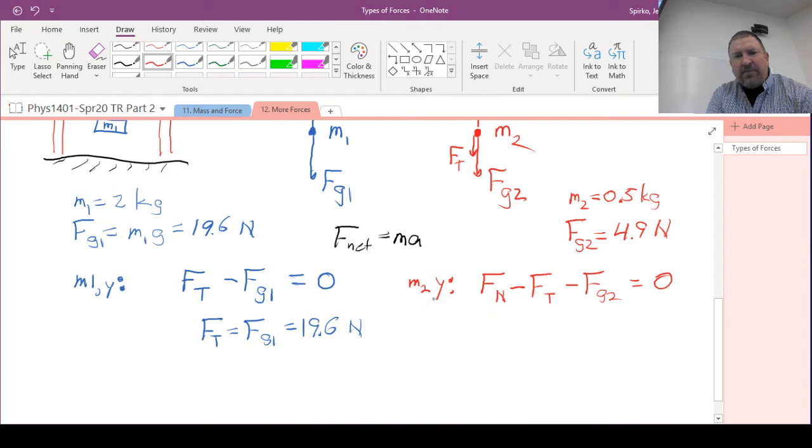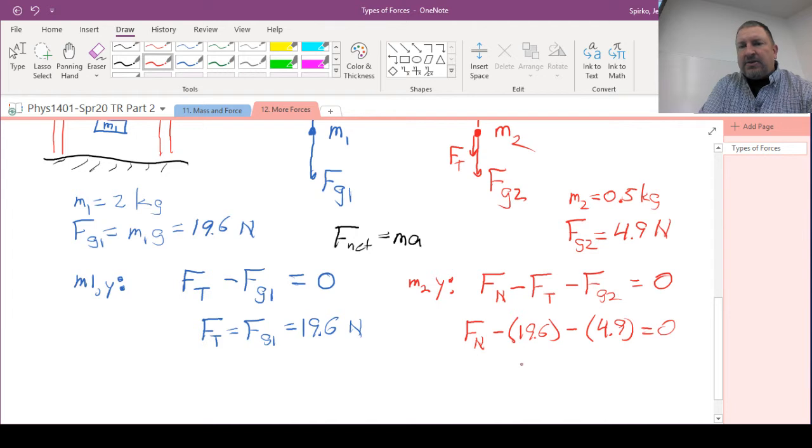So then this equation is more complicated, so maybe I want to plug numbers in at this point. So we have Fn minus, oh look, I know Ft, it's 19.6, minus, I know Fg2, it's 4.9, equals 0. So that's how I find out that Fn is equal to 24.5 newtons.